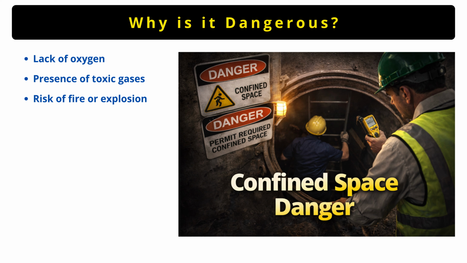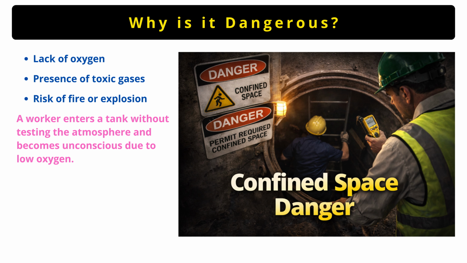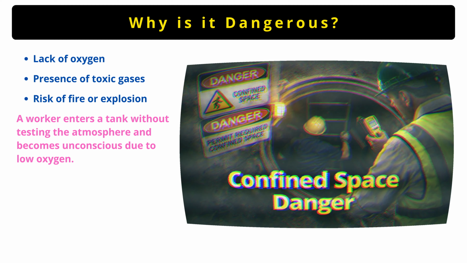Let's understand with a real example. A worker enters a tank without testing the atmosphere. As we know, a tank is a confined space. Before entering, proper air monitoring should be done. We should check whether hazardous gases are present, whether toxic gases are present, and whether oxygen level is safe. But in this case, the worker enters without testing. Due to low oxygen, the worker becomes unconscious. This is a clear example of a confined space hazard.